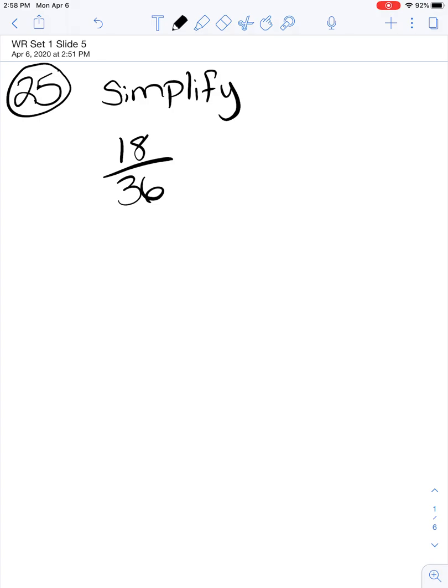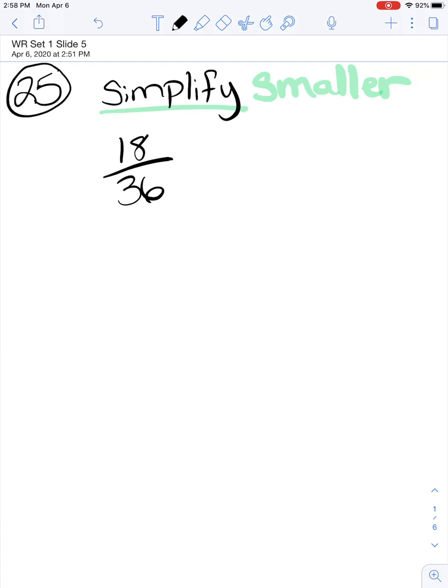First one is to simplify. If you remember, the word simplify means to make smaller. So when we are working with fractions, if we're making them bigger, we multiply. If we're making them smaller, we divide. So we need to think what number could go into both 18 and 36.